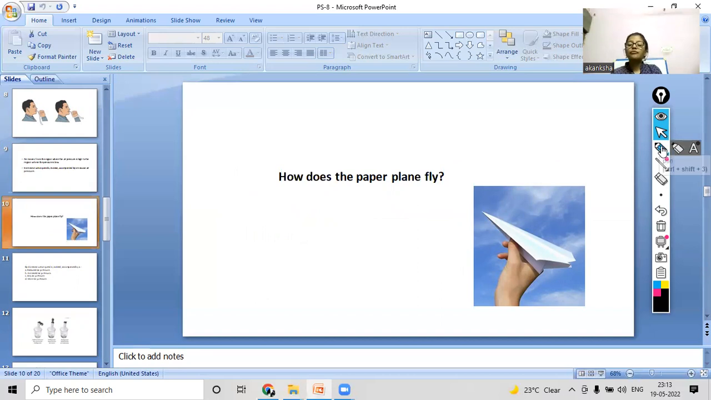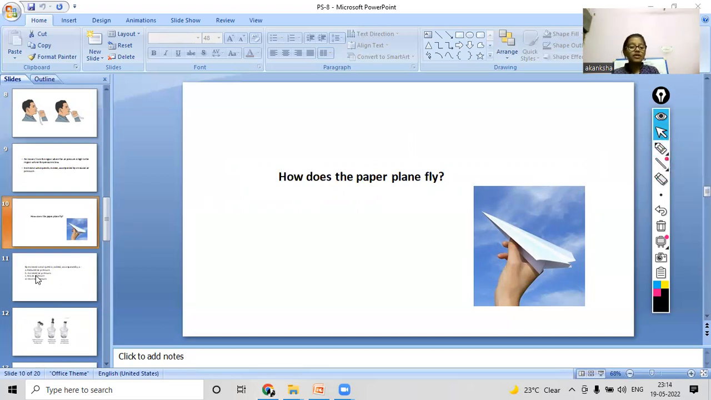What do you think is the reason for the paper plane to fly? I can see your responses. You can write them in the chat box and then we will discuss. Some of you are saying it flies due to the difference in air pressure. Yes, very good. Some areas have lower pressure, some areas have higher pressure of air. You all answered it correctly. This is the main reason for the paper plane to fly.